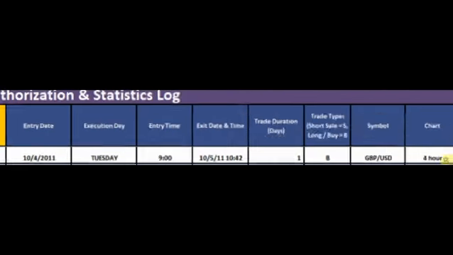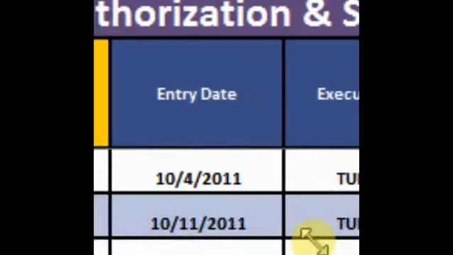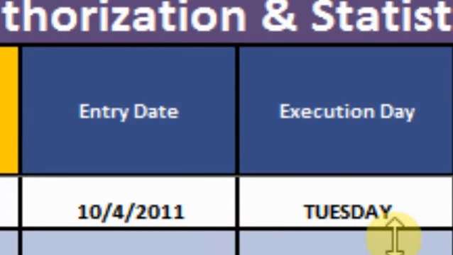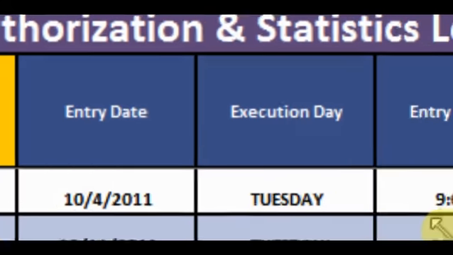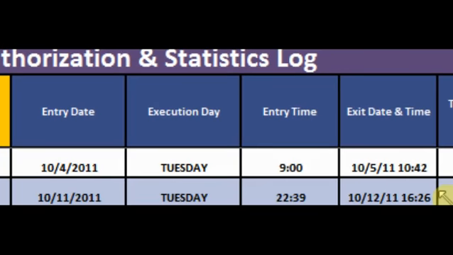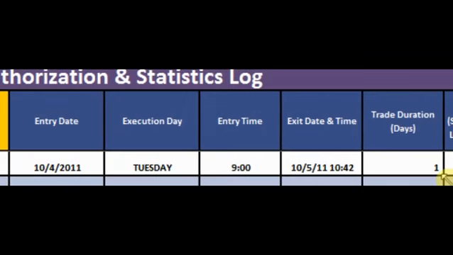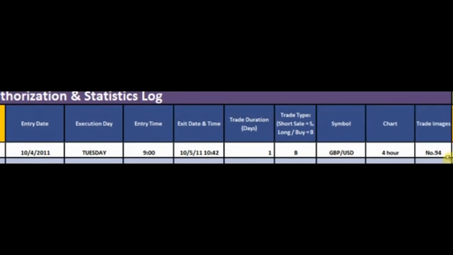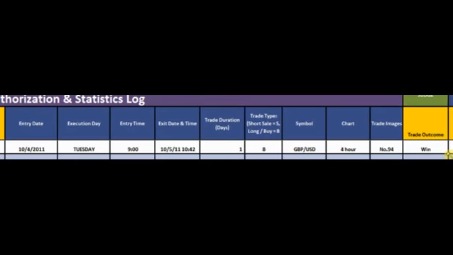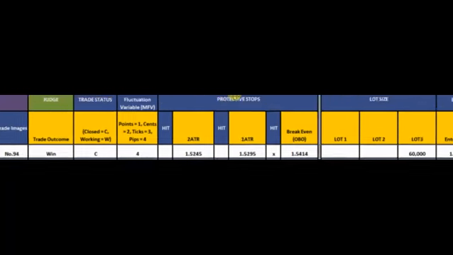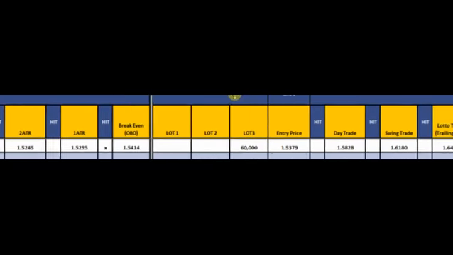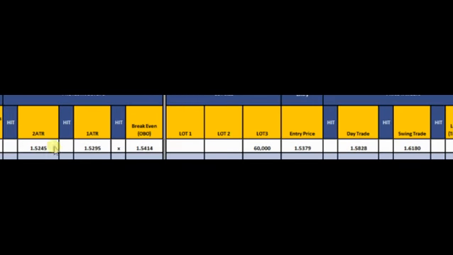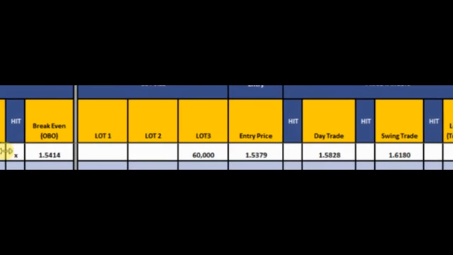This trade was taken out last Tuesday, October 4th, in the New York session at 9 a.m. It lasted 1 day. Long entry in the British pound US dollar market, decided on the 4-hour chart. Trade number 94 came out for a small win. That win carried with it a 2 ATR stop loss. It was actually a 3 ATR structure. 60,000 units.